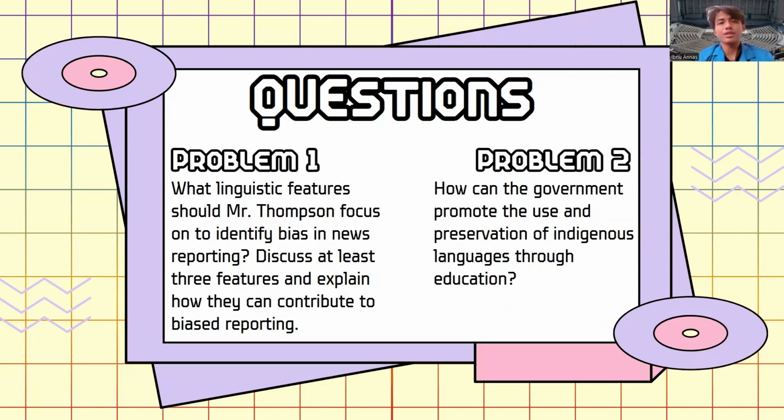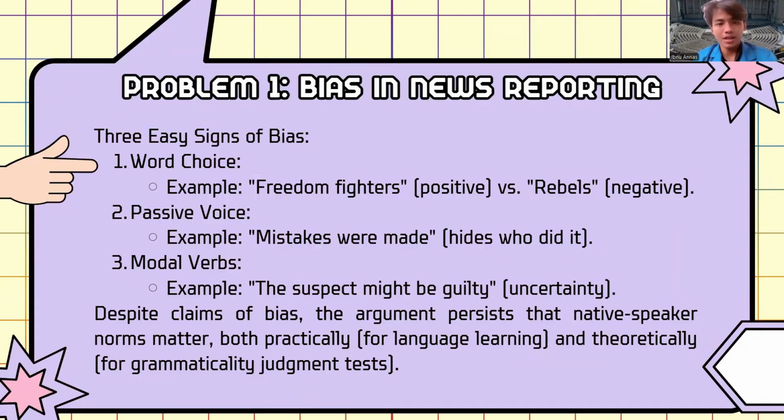The problem question for number one with Mr. Thompson: what linguistic features should Mr. Thompson focus on to identify bias in news reporting? Discuss at least three features and explain how they can contribute to biased reporting. And for problem number two: how can the government promote the use and preservation of indigenous languages through education? So, okay, let's head into problem number one first, bias in news reporting.